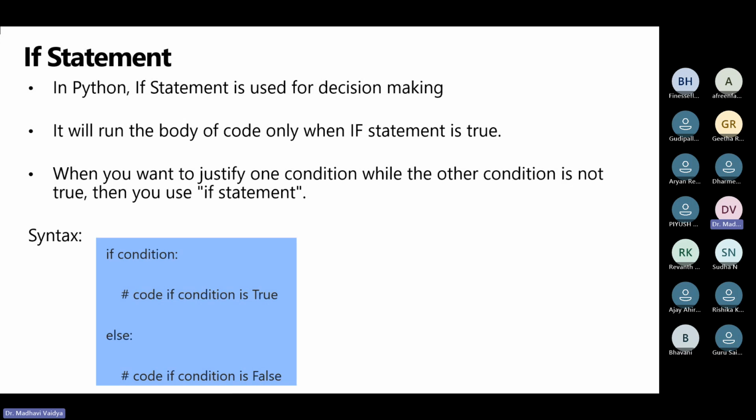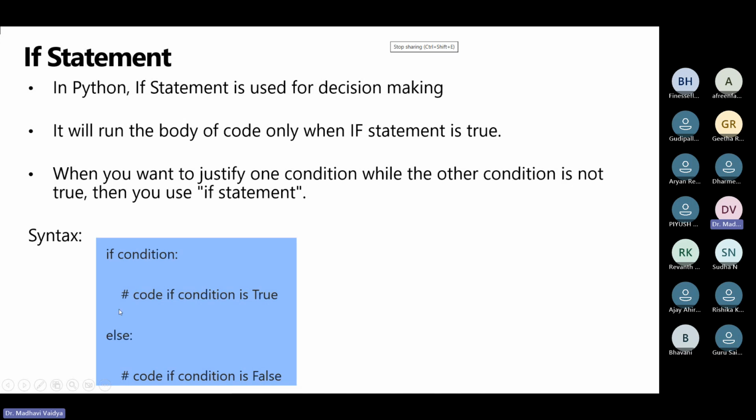So such types of conditions we come across in our day-to-day life. For small things, we come across such conditions, and then we come to the conclusion, okay, this would be better. If I do this, then there will be a problem. Fine. So when you want to justify one condition while the other condition is not true, then you use the if condition. So what is the syntax?